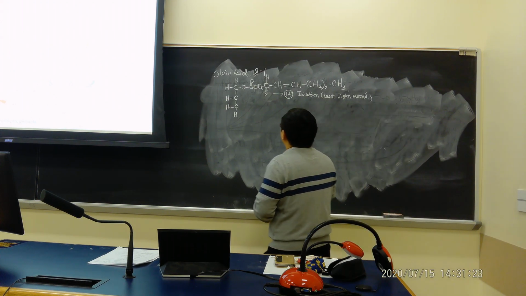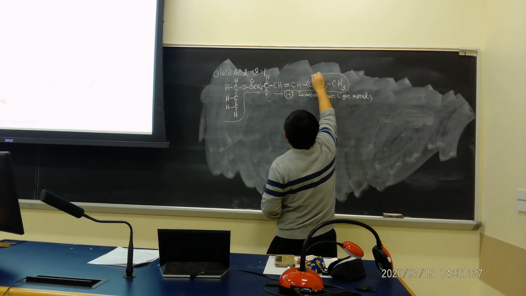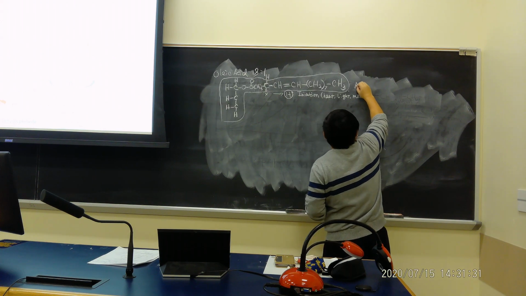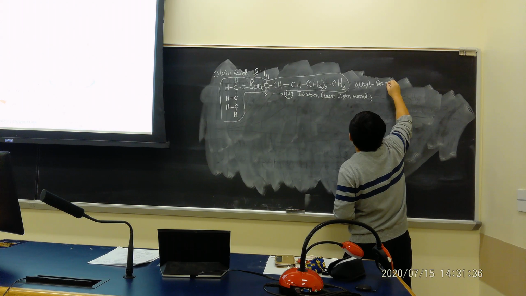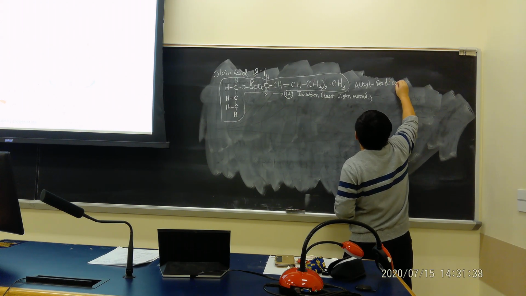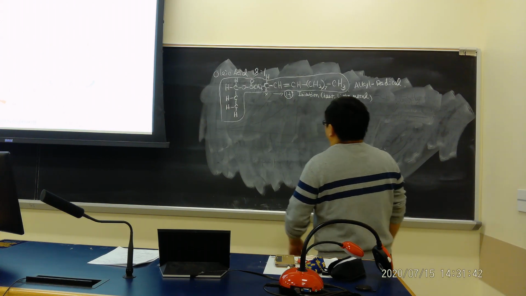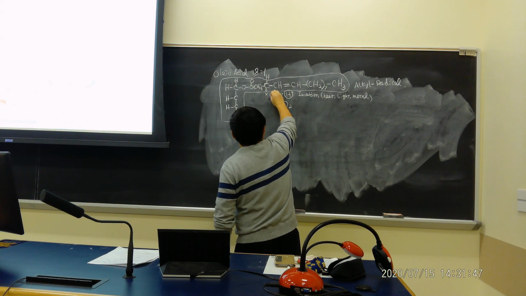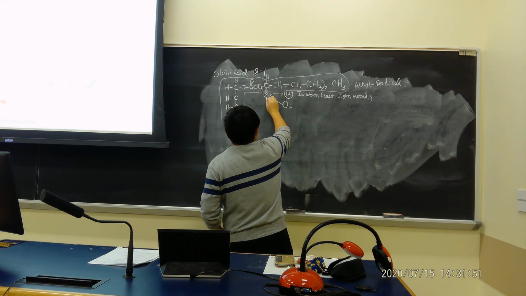Once this happens, this part is called alkyl radical. Okay, then what's going to happen? Oxygen will go there. So, 1 oxygen there, 2 oxygens there.